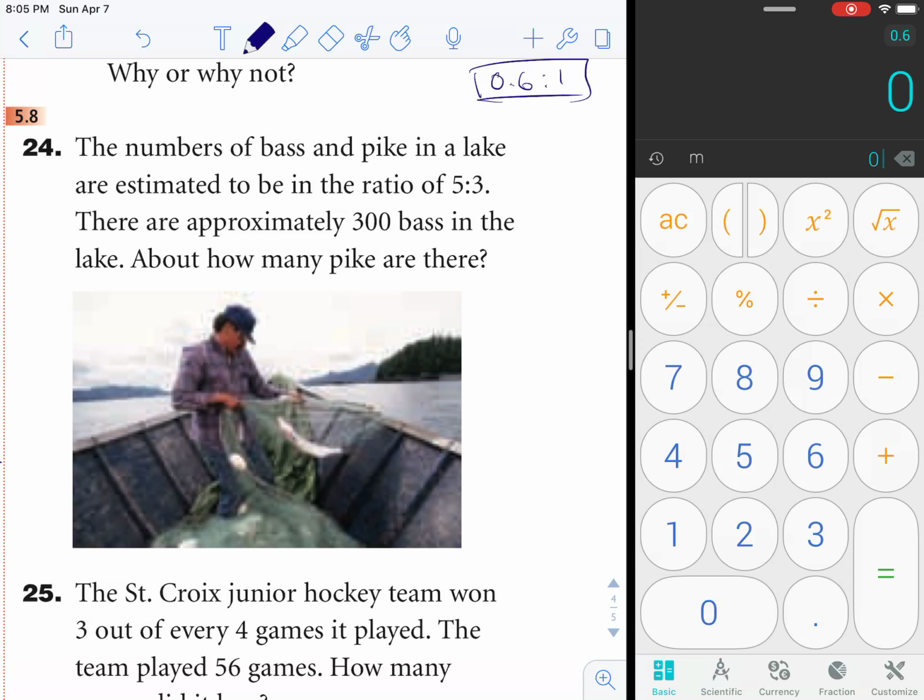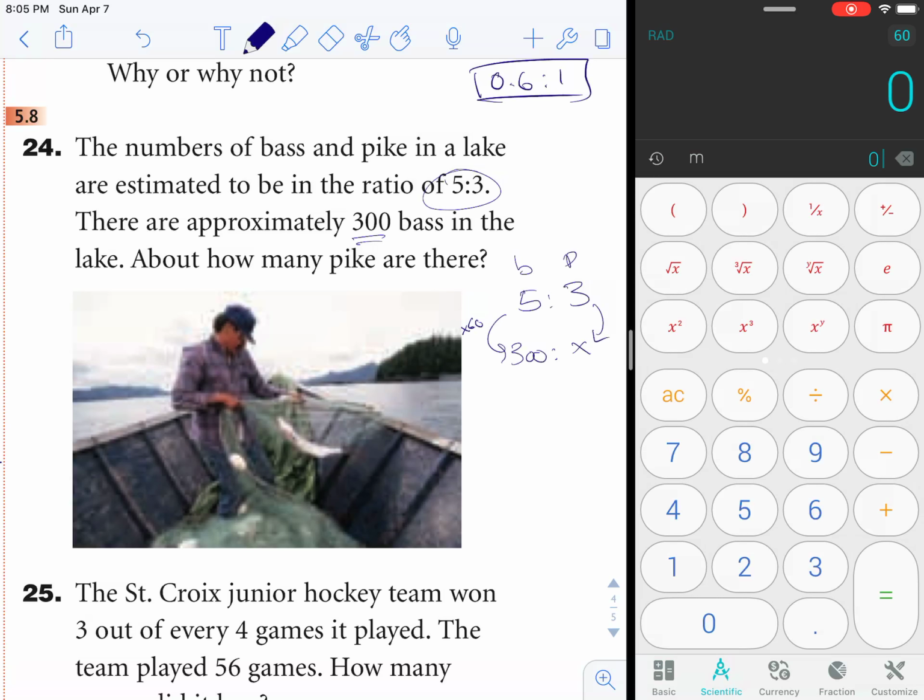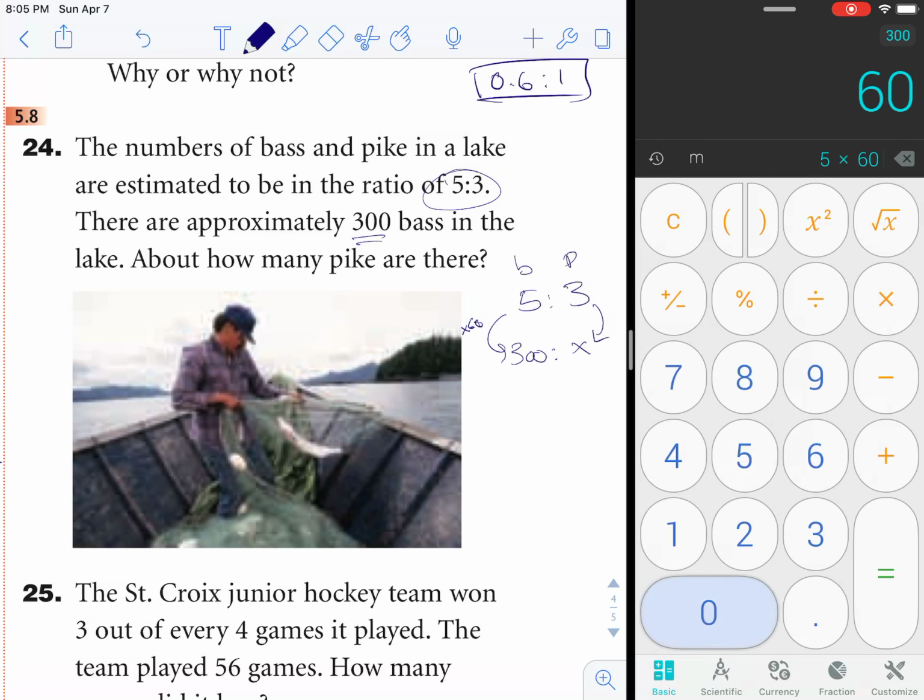Numbers of bass and pike, ratio 5 to 3. They're approximately 300 bass. Okay, so now this is going to 300. How many pike are there? So how do you go from 5 to 300? Well, it's the same way if you go 300 divided by 5. So the multiplication factor is 60. So 5 times 60 will give you 300. So 3 times 60 will be 180.